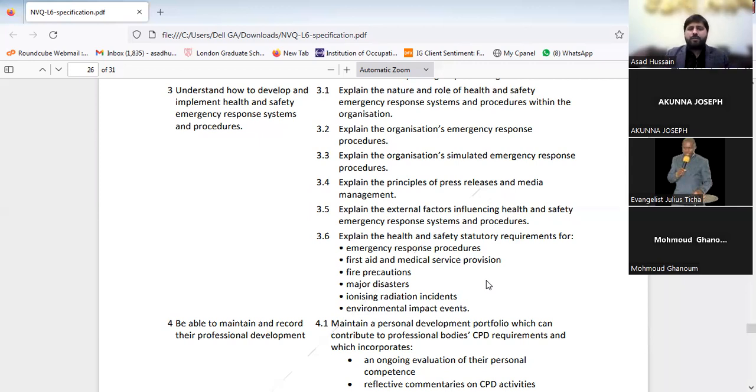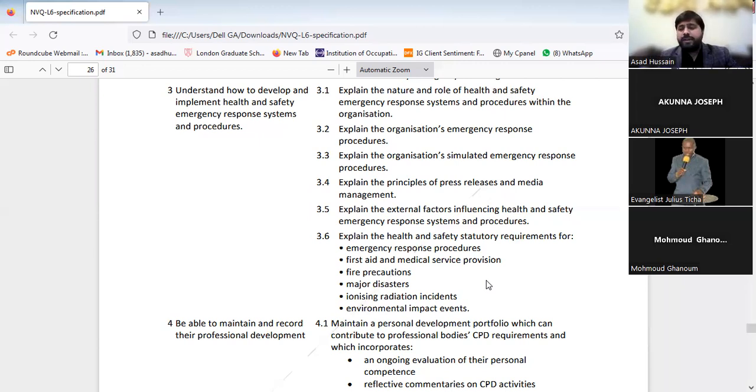So starting from 3.1, we have to explain the nature and role of health and safety emergency response systems and procedures within the organization. Actually it is asking what emergency response procedures you have in the organization, or simply what emergency response procedures are, why we are using them, and what their purpose is. So you have to explain that here.